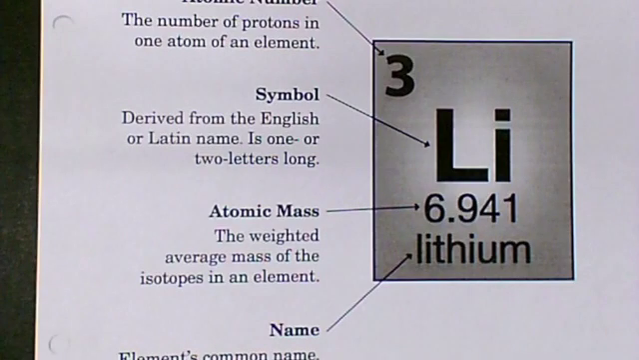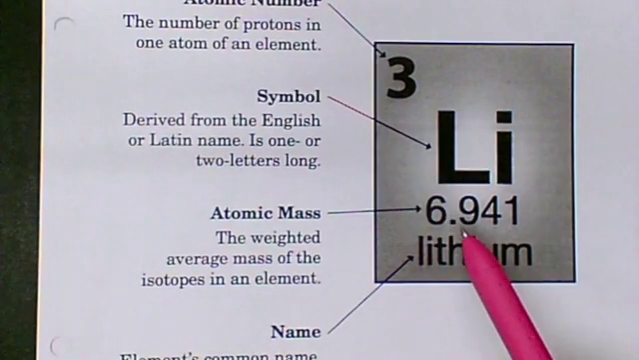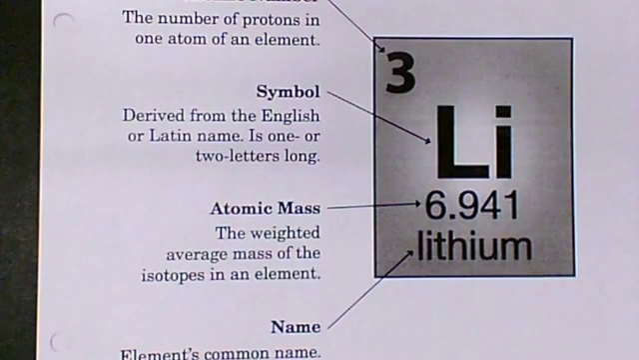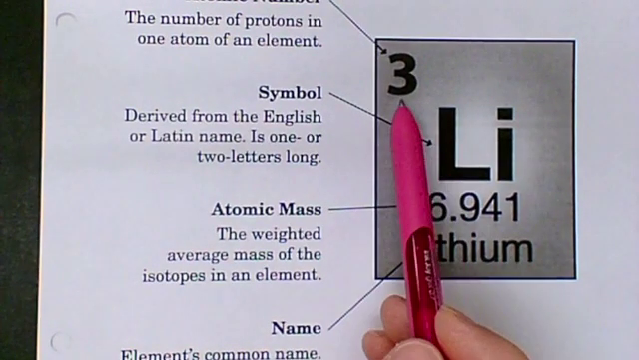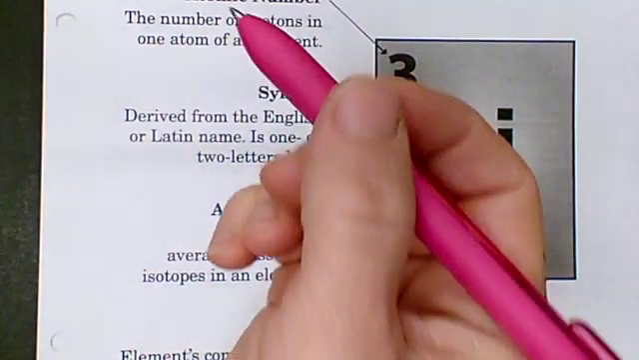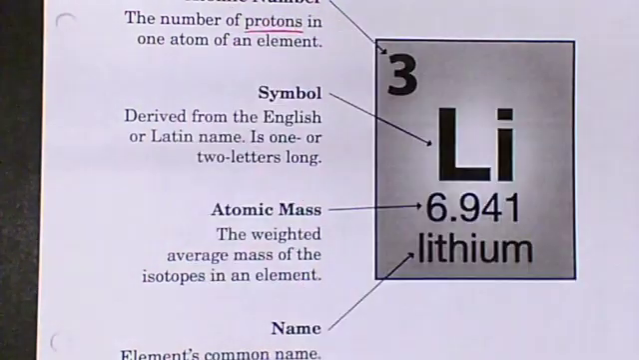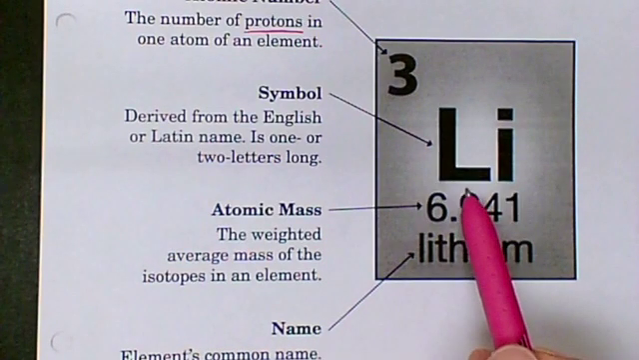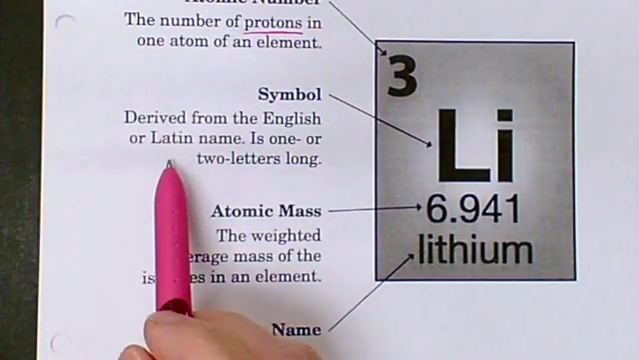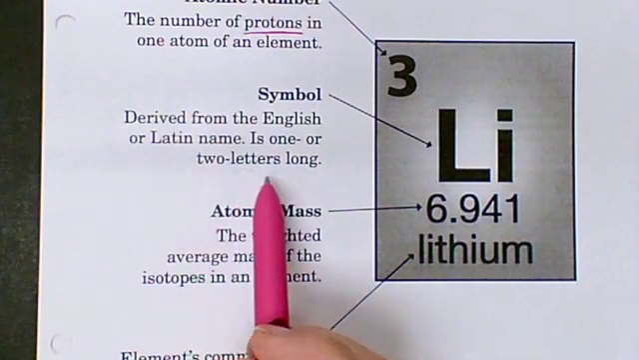Okay, so here we are on the extra sheets that go with this section, and I first want to look at this. This is a square from a periodic table, and what we see up in the left-hand corner is the atomic number. Remember, this is the number of protons in one atom of an element. We also have the symbol, and it says here that it's derived from the English or Latin name and is 1 or 2 letters long.